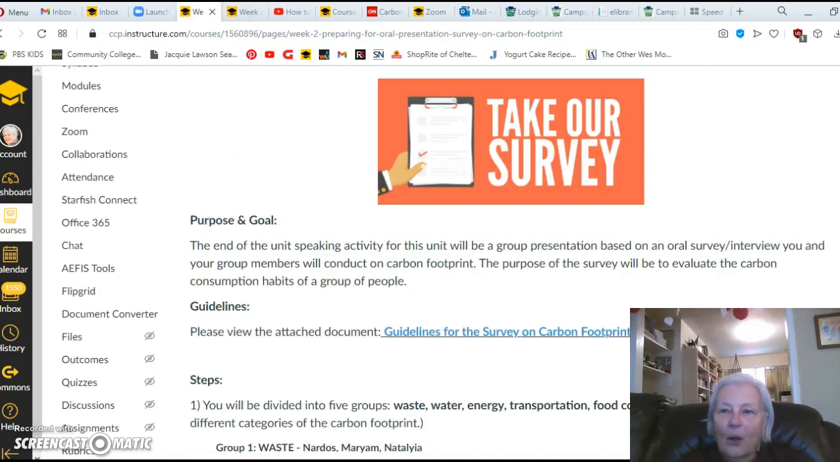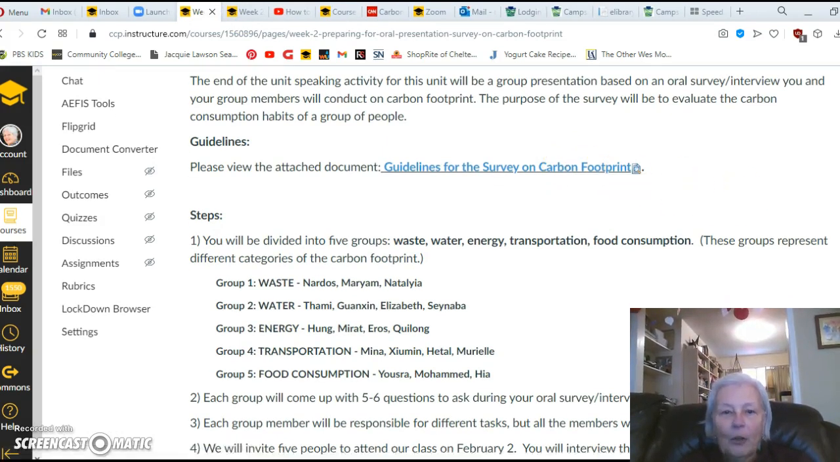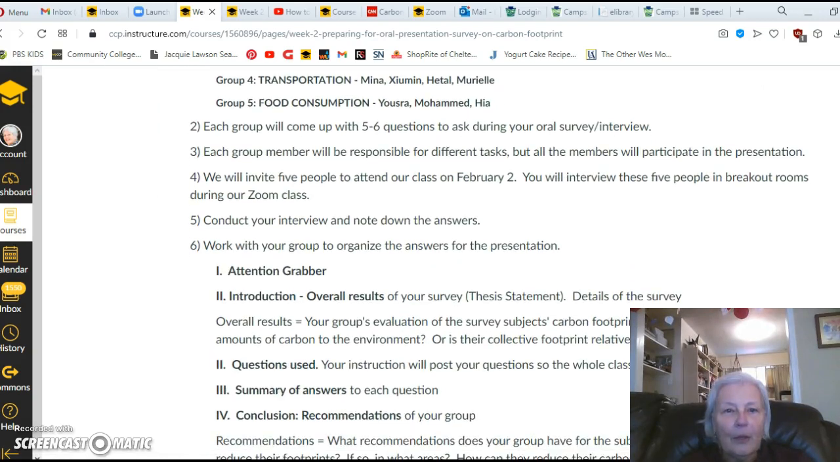So that's pretty much all from this guidelines. Okay? Let's go back to the assignment page. So if you want to look at that again, it's right here on the assignment page. You see the names of the group members.